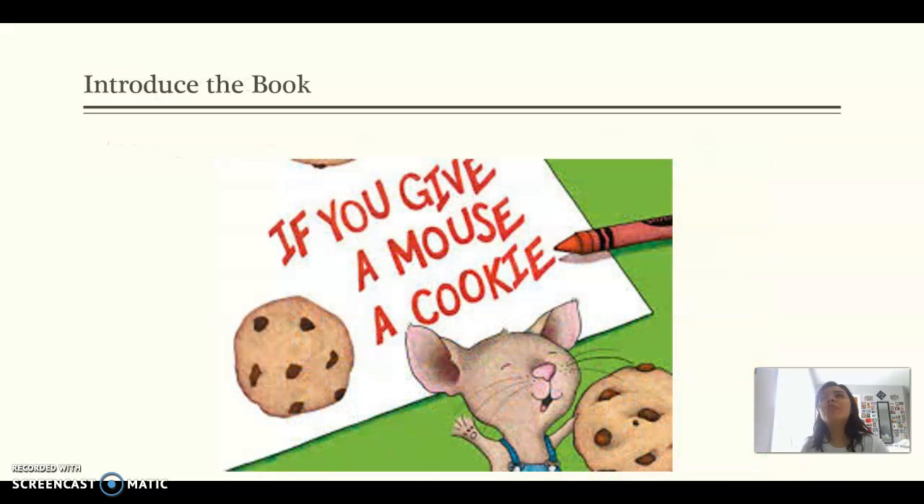Then we would move on to review what we just learned. So I would kind of quiz them, what is sequence? And then maybe show them pictures like, is this sequence? Is this not? We would do a little bit of that.